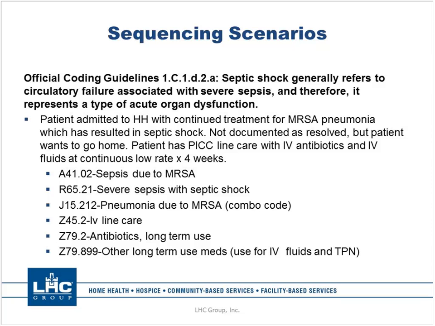So, underlying systemic infection is first, which is sepsis due to MRSA. This time, we have severe sepsis with septic shock, which is R65.21. We do not need another code for our acute organ dysfunction because septic shock is acute organ dysfunction, because it's circulatory failure. And then we're going to add our culprit, which is pneumonia due to MRSA. Again, this is a combo code, J15.212.